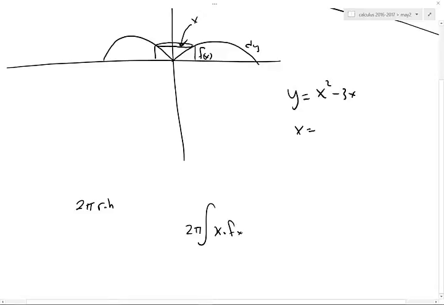Times my height, which is f of x. All right, so 2 pi times your radius. So that is the circumference piece times the height. And then the integral gives us our thickness piece. Nice. Well, that's pretty cool. So in this case, it's going to be 2 pi x times my function. My function, of course, is x, what is it, squared? No, wait.